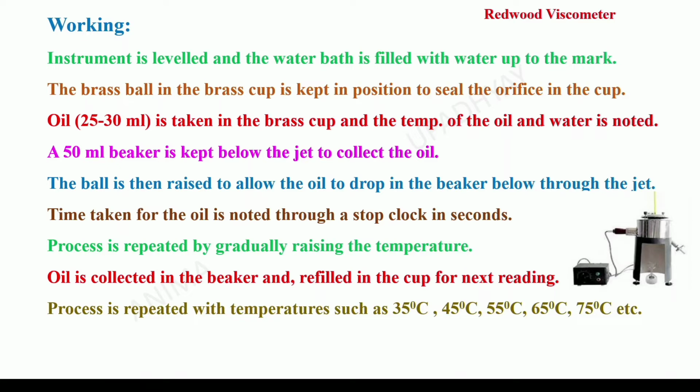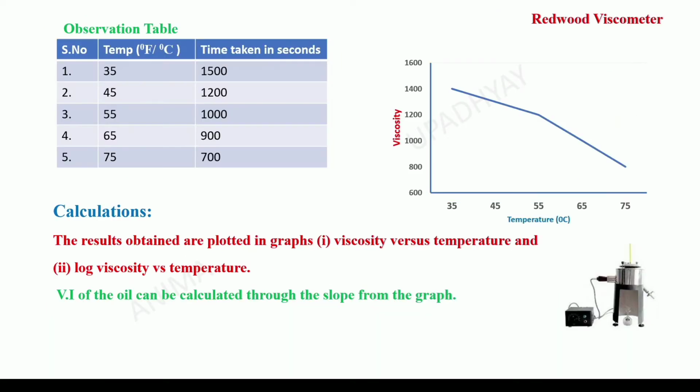The temperature of the water bath is raised, and this raises the temperature of the oil, and the process is repeated at different temperatures, as shown here at 35 degrees, 45 degrees, 55 and so on. The time taken and the temperature are recorded in the observation table as shown here, and the graph is plotted to determine the viscosity index of the oil.